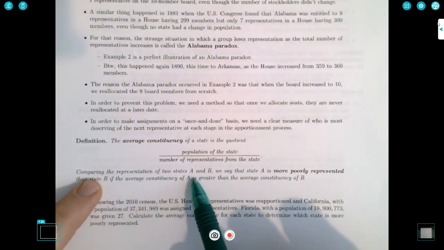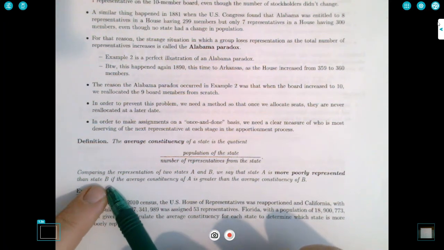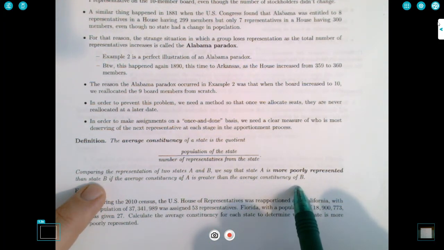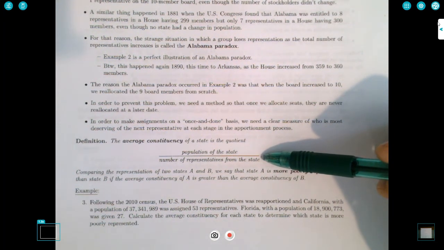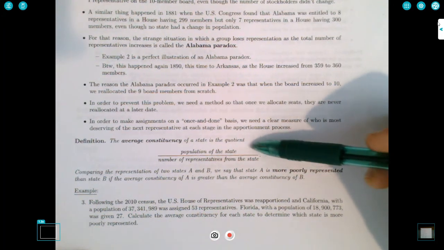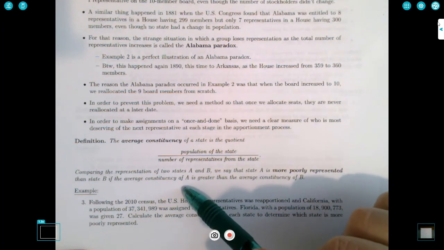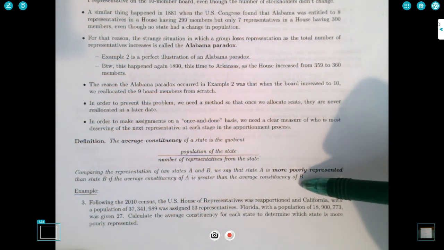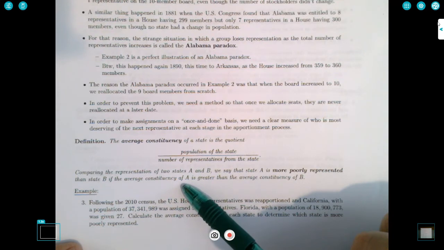Comparing the representation of 2 states A and B, we would say that A is more poorly represented than state B if the average constituency of A is greater than the average constituency of B. In other words, if you perform this calculation for state A and you get 32, and then you perform this calculation for state B and you get 28, then that means that the representatives in state A have to represent 32 people on average, whereas the representatives in state B only have to represent 28 people on average, so that state B is better represented. Or in other words, state A is more poorly represented than state B.